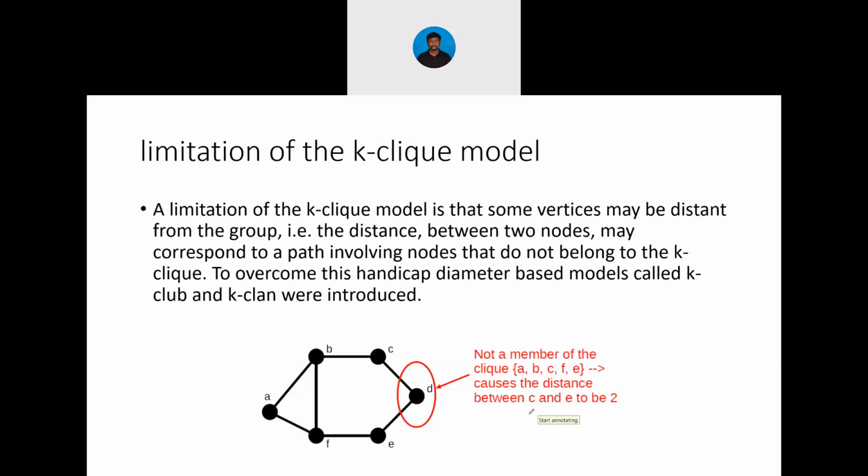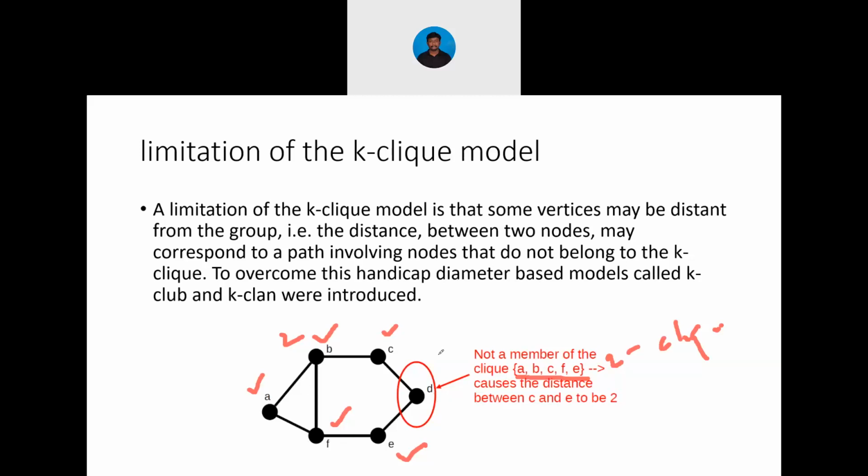Say for example, you consider this subgraph A, B, C, F, E, right? From A to reach C, the distance will be 2. It is actually a 2-clique. So from A to C it is 2, A to E it is 2, A to F is 1, A to B is 1, right?